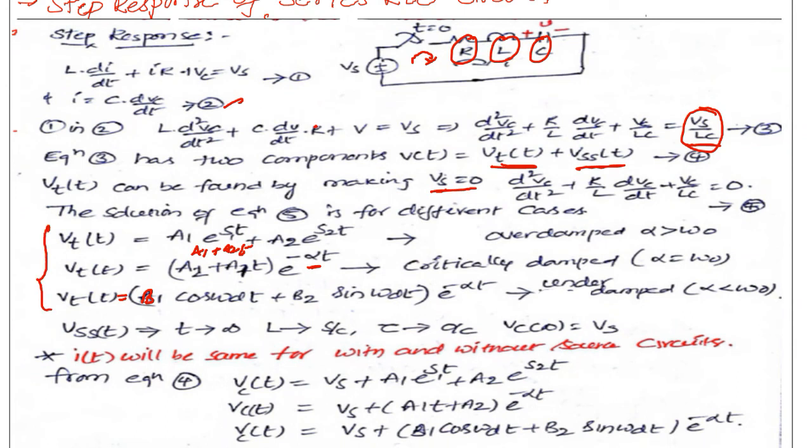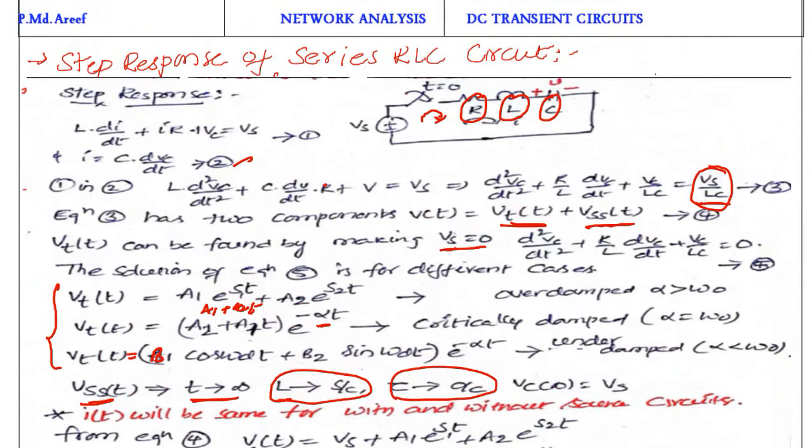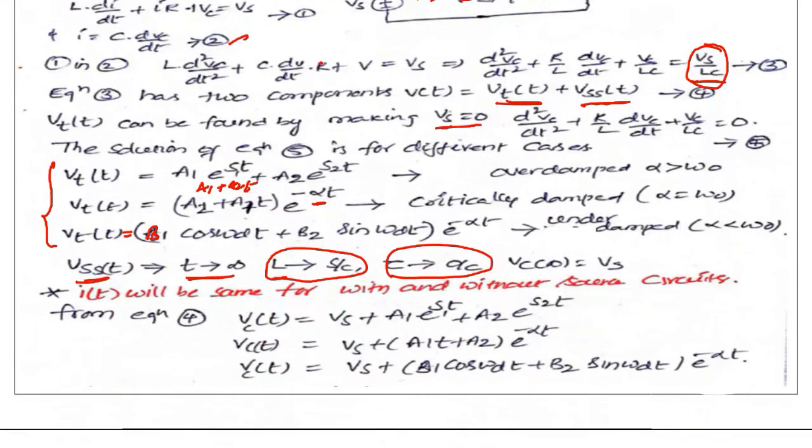In order to find the steady state response, assume t is equal to infinity. At t equal to infinity, the inductor acts as a short circuit and the capacitor acts as an open circuit. Because the capacitor is open circuited after switch closing, the entire voltage Vs will appear across the capacitance. So Vc of infinity is nothing but the supply voltage Vs.